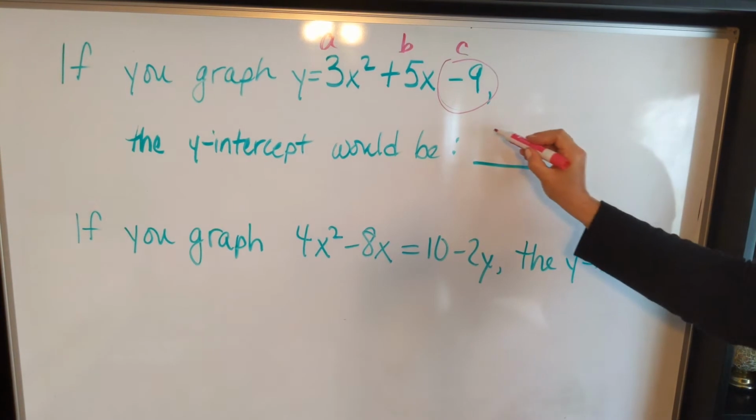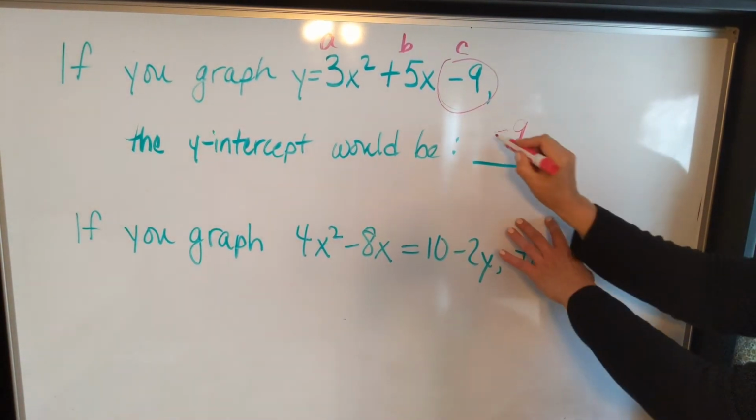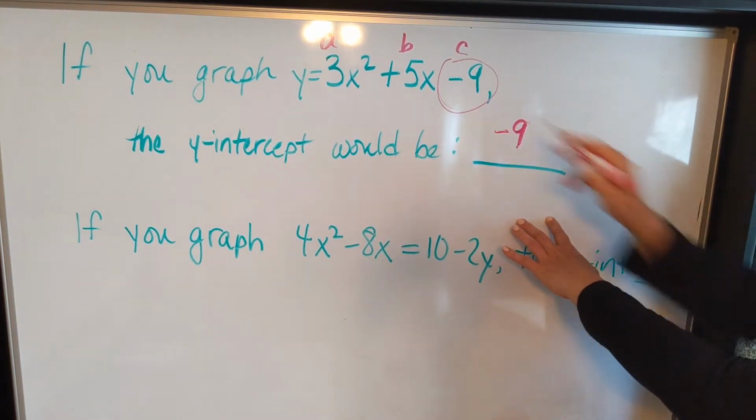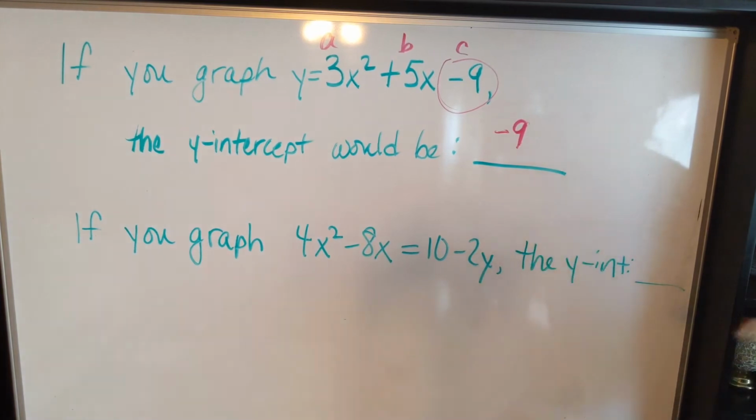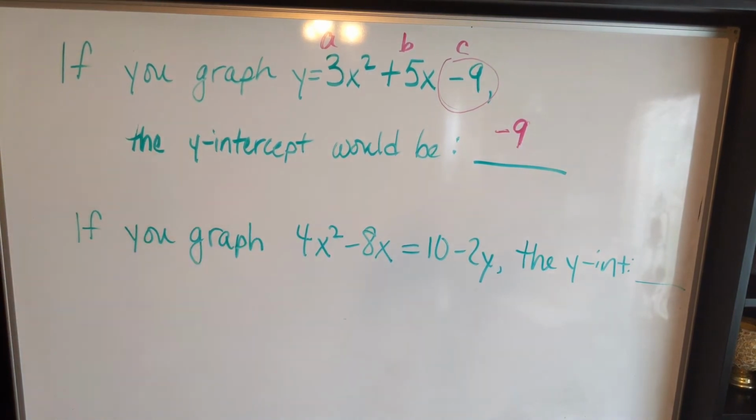I would just simply choose the letter A, B, C, or D that had a negative 9 in it, because that's where my y-intercept is. Whatever the c is, the y-intercept is. If you look at this second one here, it's actually a little bit more complicated. It says if you graph 4x squared minus 8x equals 10 minus 2y, then the y-intercept is where?